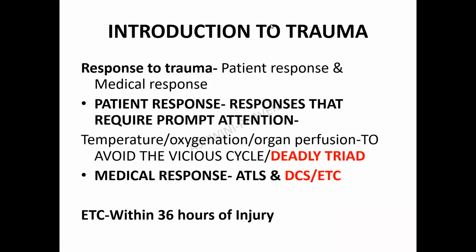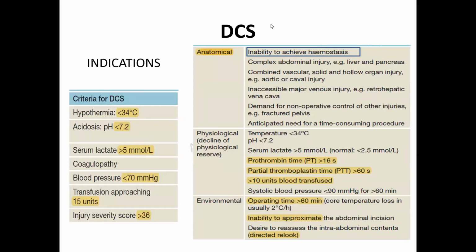That is, if the fracture, if you are able to give an internal fixation, or if there's a perforation, you are able to do the definitive repair of the perforation within 36 hours of injury. That becomes early total care. So what is DCS? You are not able to give the early total care in select individuals.